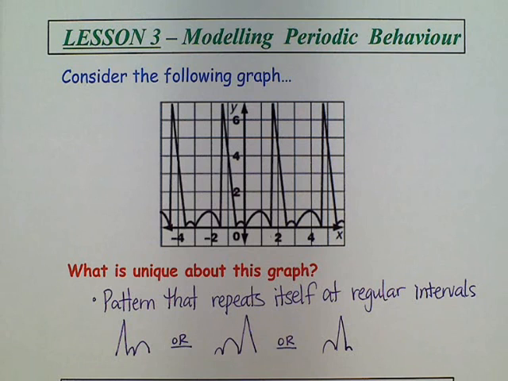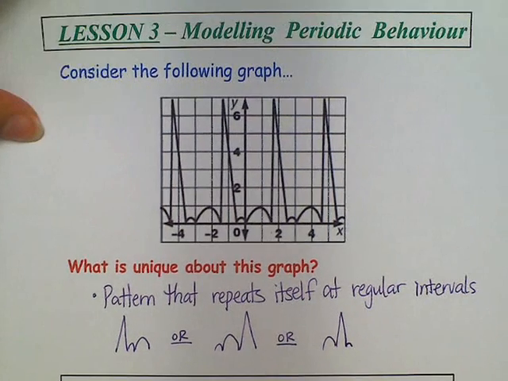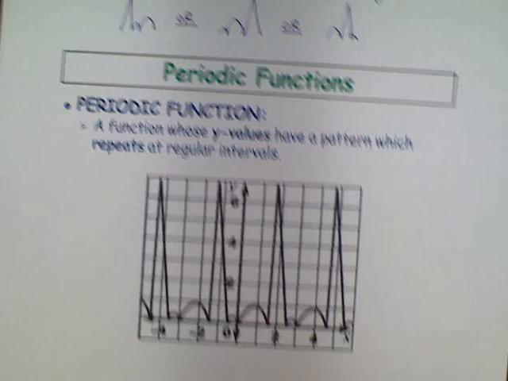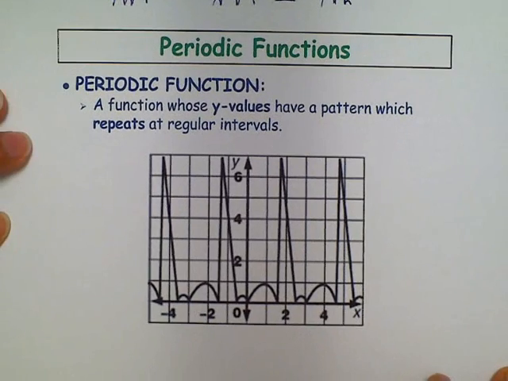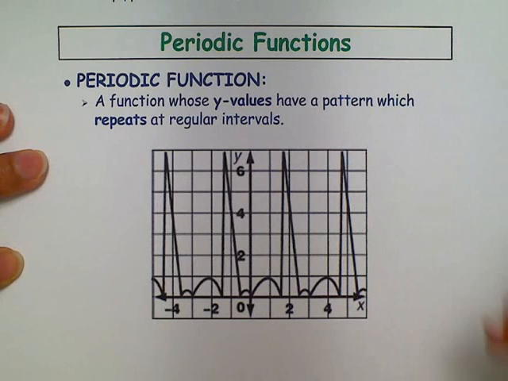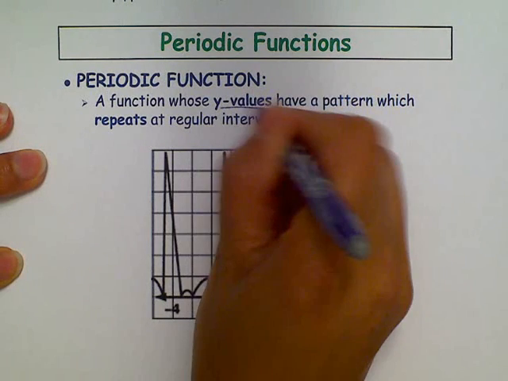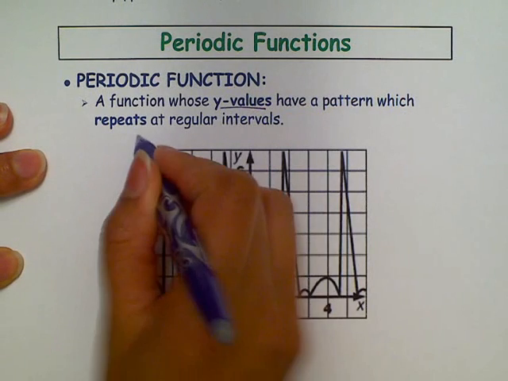And what we're going to be looking at are some special features about periodic graphs and periodic behavior as well. So let's take a look at what a periodic function looks like. A periodic function is a function whose y values have a pattern which repeats itself at regular intervals.